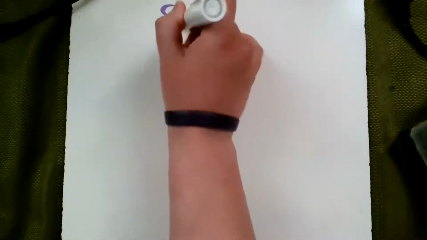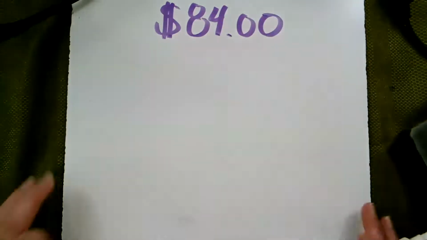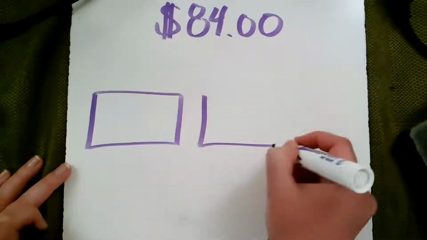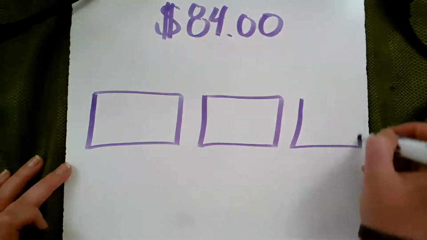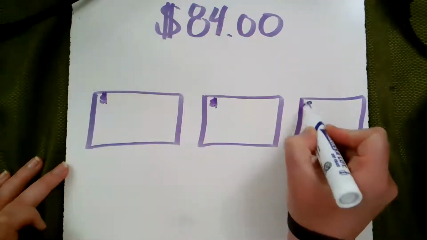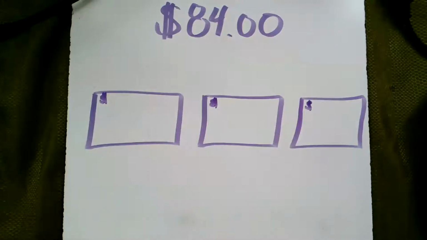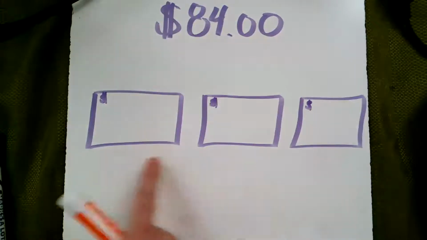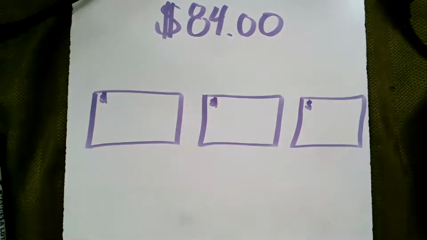So we have $84, and we're going to split that into 3 groups. I'm making them like little rectangles because it reminds me of dollar bills. Easier to see for me. The first thing I'm going to do is think about what is the most I can give each group without going over. What's the largest bill that I could give to each group without going over our goal of $84?